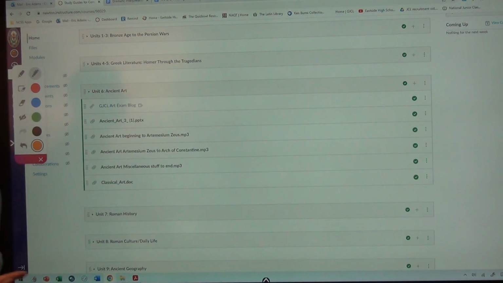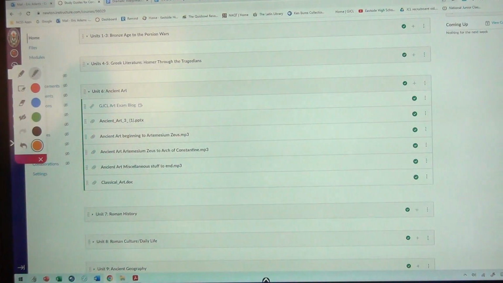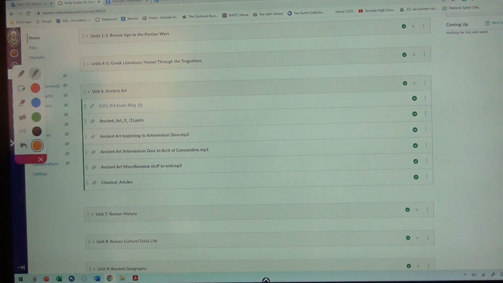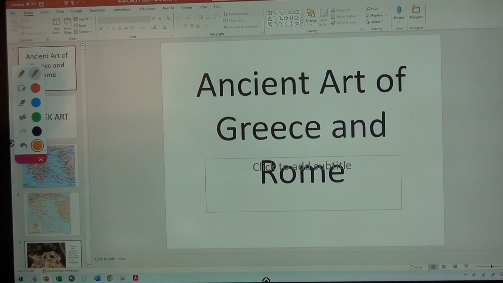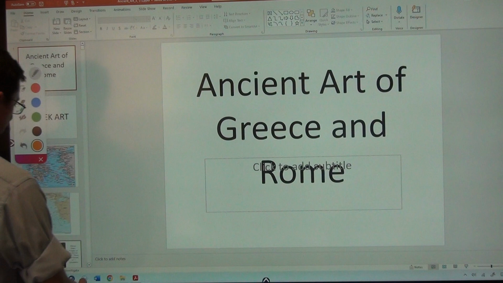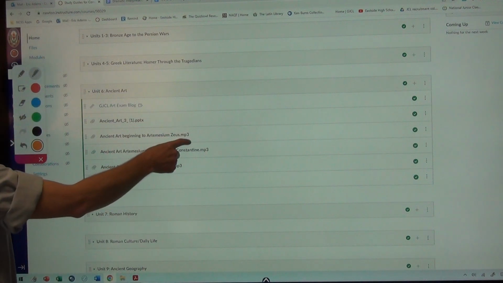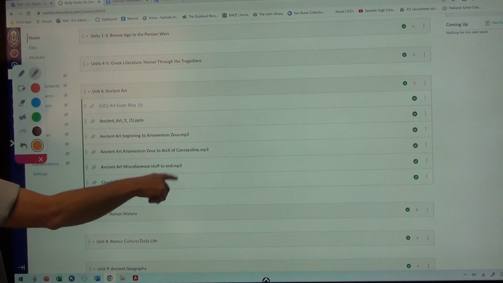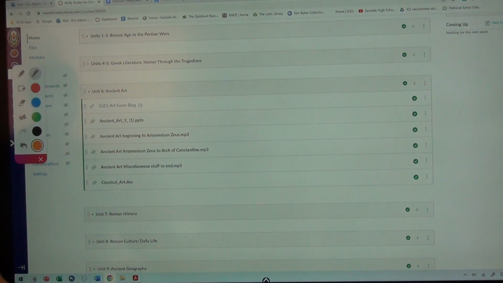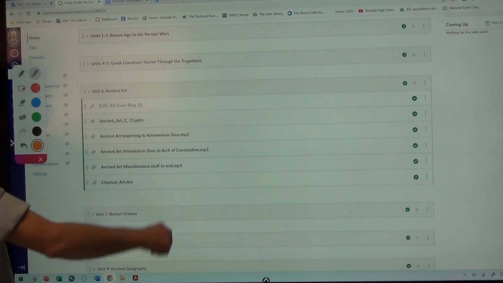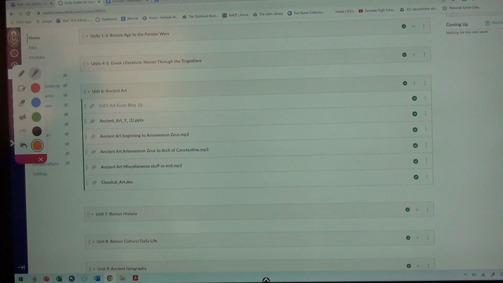The next exam is by far the most difficult. It is the Ancient Art exam. And again, what you have is a PowerPoint that you see right here, the PowerPoint of Ancient Art of Greece and Rome, walking you through all of those items. And then you have the MP3s of me walking you through the PowerPoint. The first takes you from the beginning of the PowerPoint through the Artemision Zeus. The second is the Artemision Zeus through the Arch of Constantine, as you can read, etc., etc.